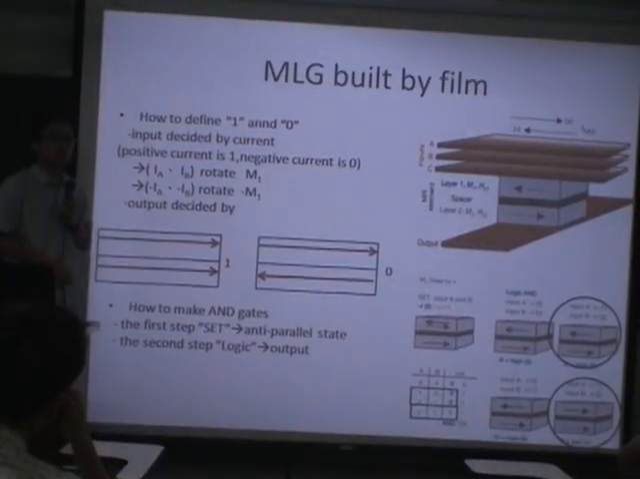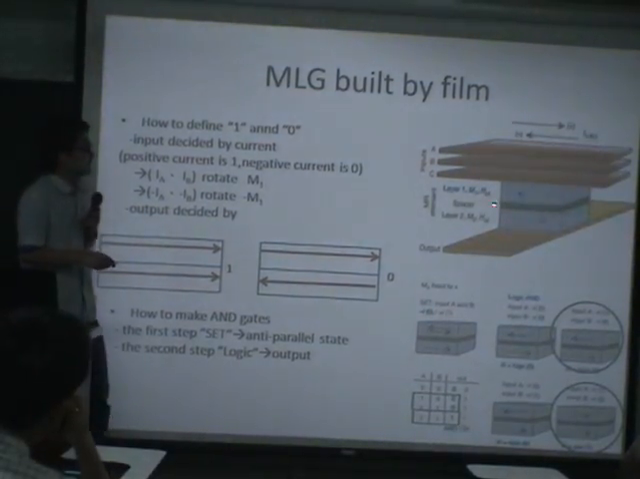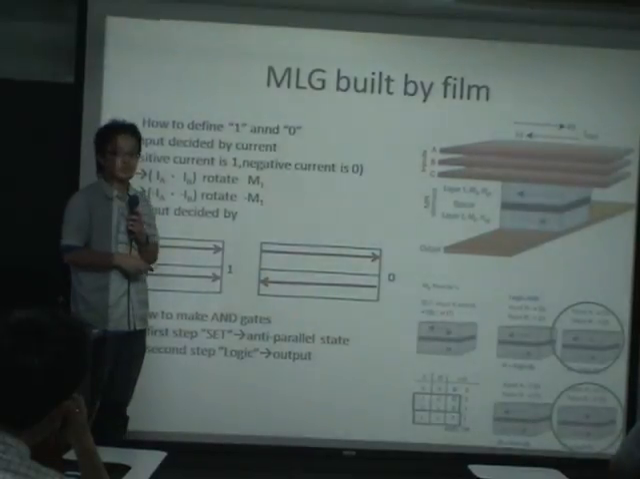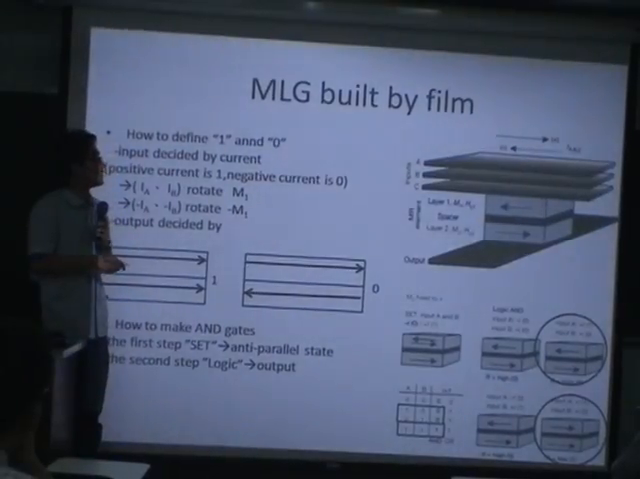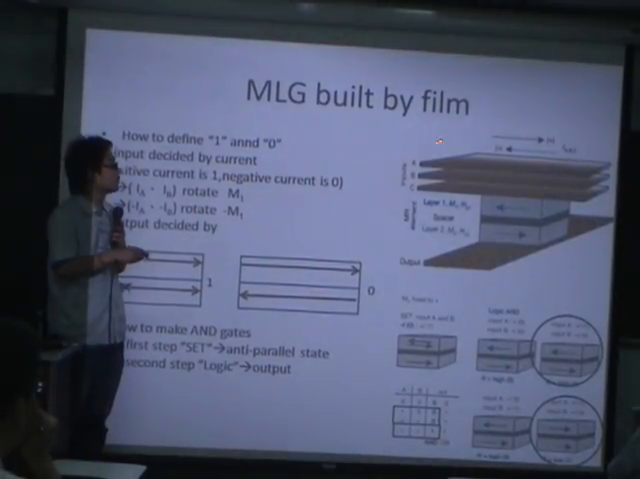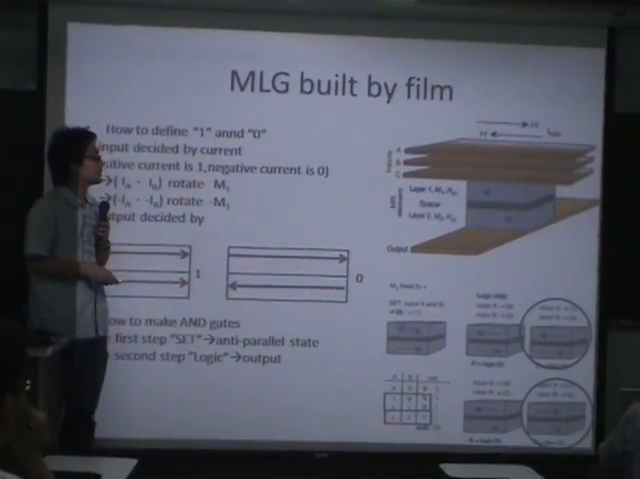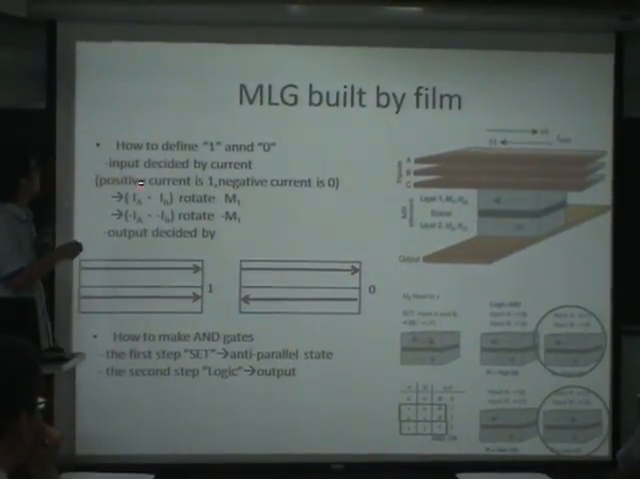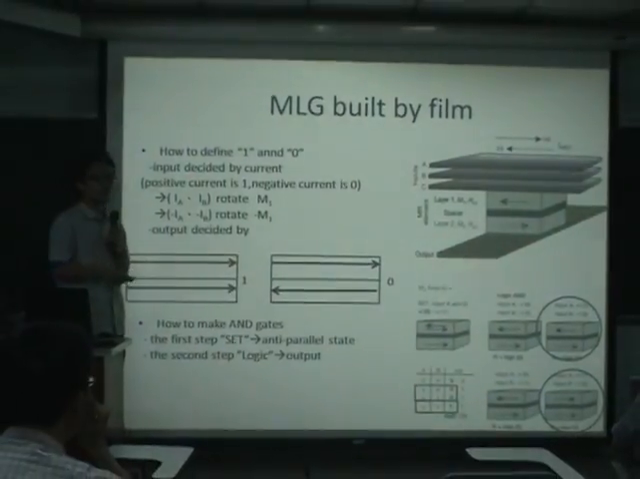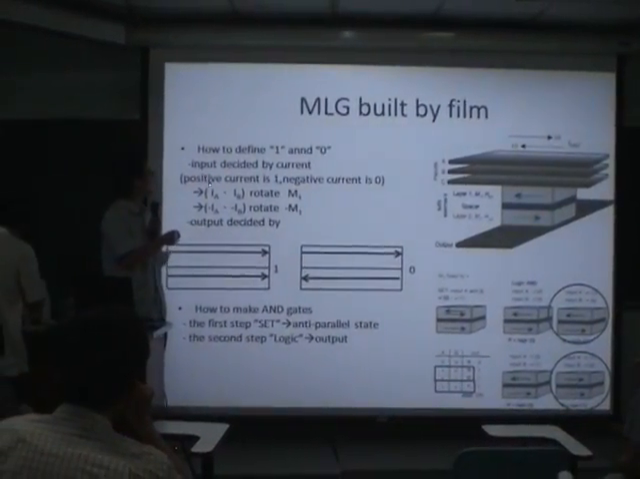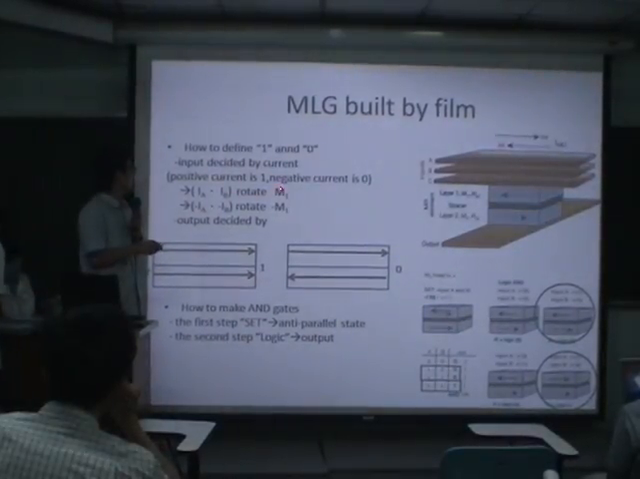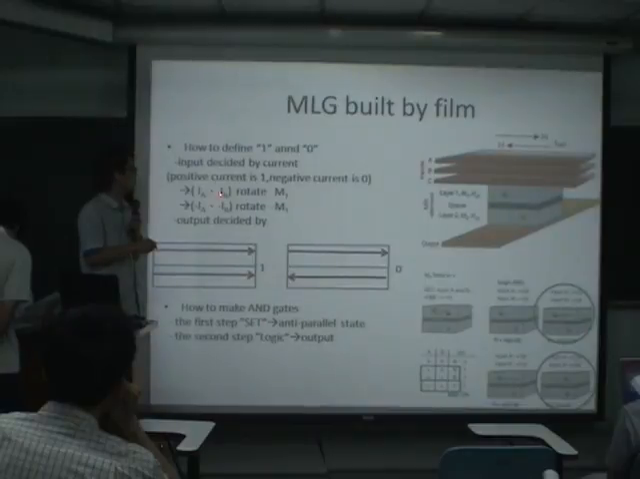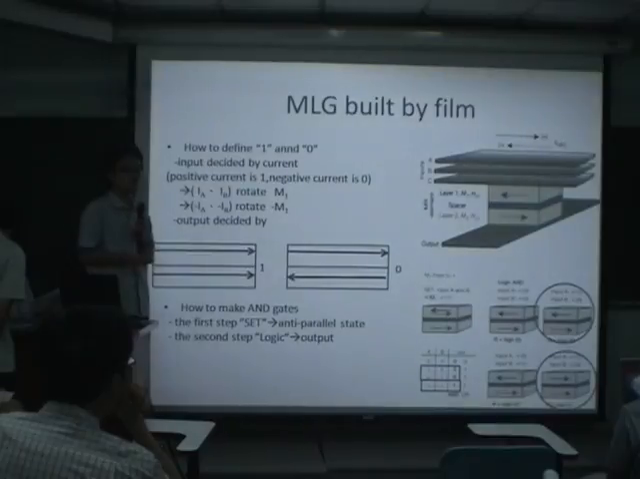Here's the MLG built by thin film. Here is an element including 2 magnetic layers and a tunneling barrier. Besides, it has 3 inputs, A, B, C, and 1 output. For input, we could define logic 0 when current is negative, and logic 1 when current is positive. Note that current A and current B together are able to rotate N1, but not N2. Only current A and current B together can rotate N1.